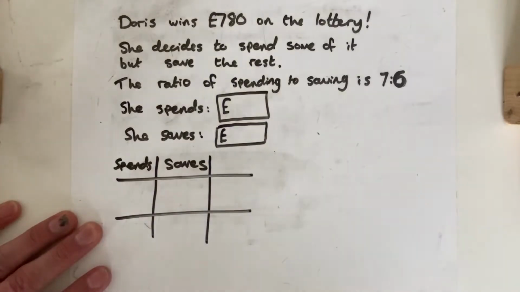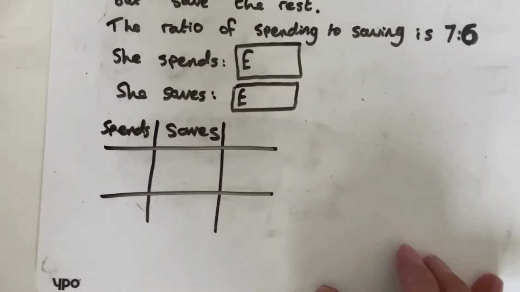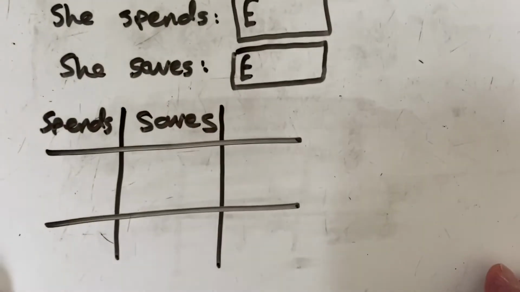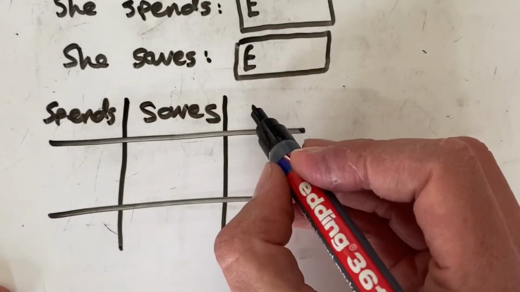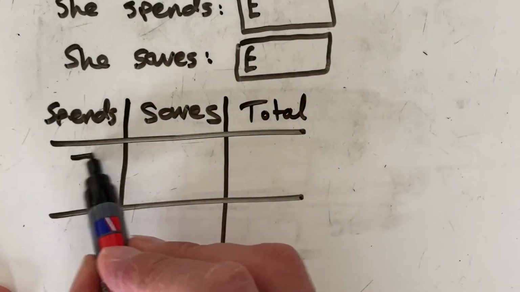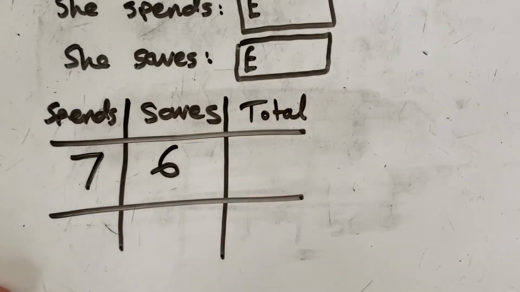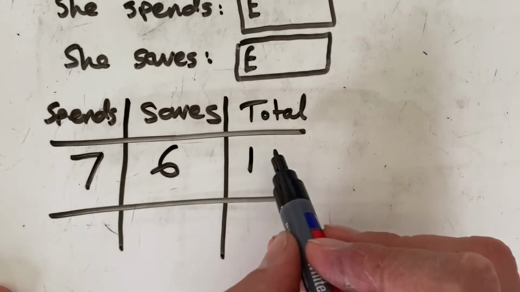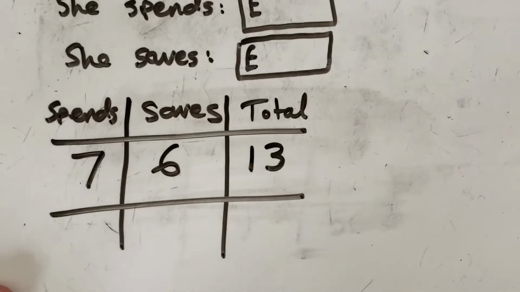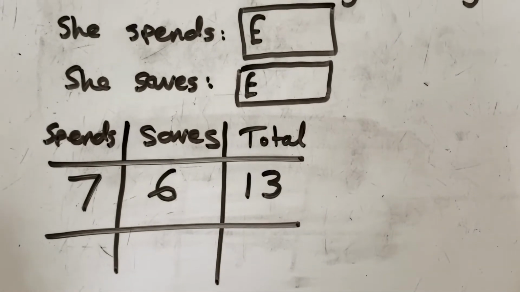Often I will just put the initial of what we're doing on here. But spends and saves both begin with S. Let's just zoom in a little bit while we do this. There's our total. Now she spends 7 parts of it, saves 6 parts of it in our ratio. That means there's a total of 13. Now we want to work out how much she spends and how much she saves.